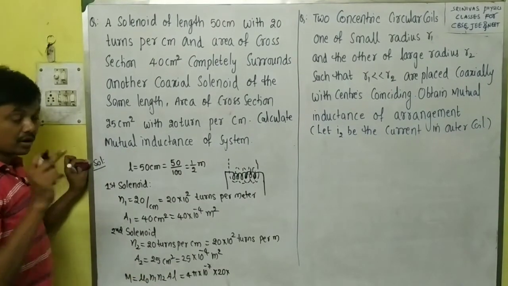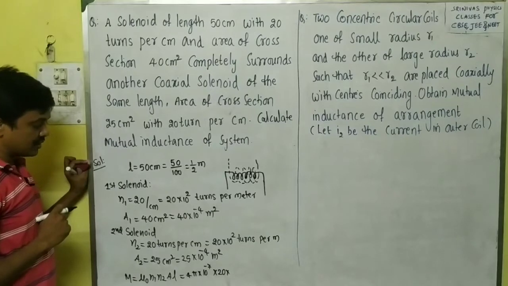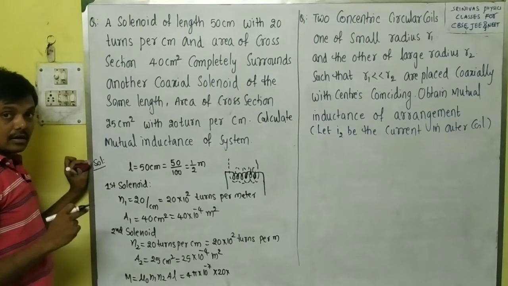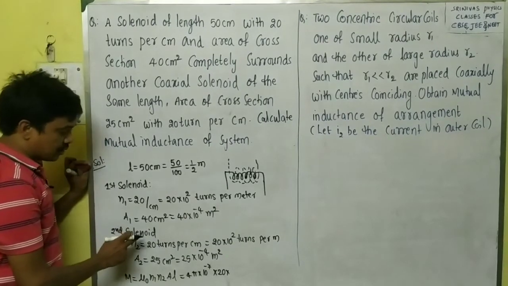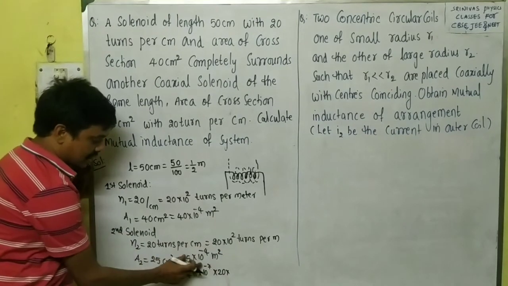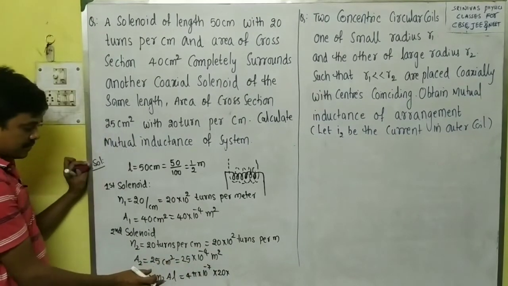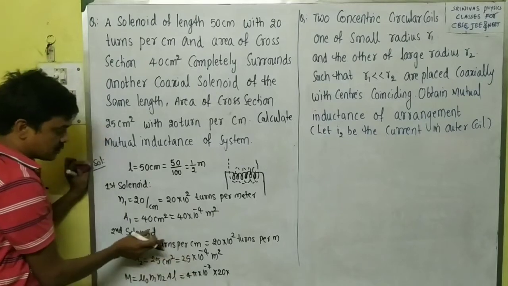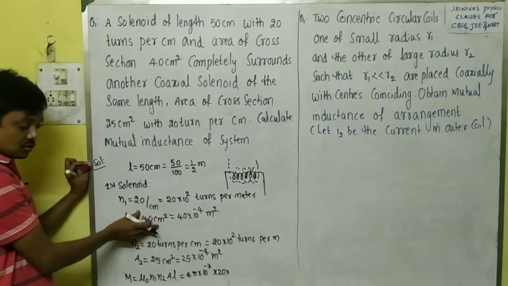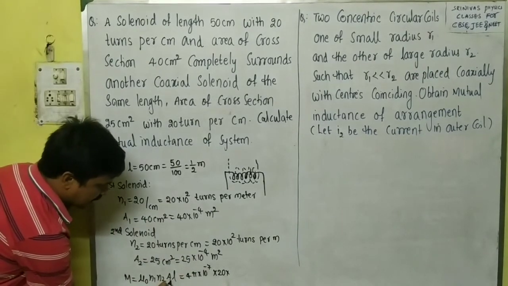Which area we have to take? That is the important point. The inner area, the smaller area, we have to take. The smaller area is what? 25 centimeter square is the smaller area compared with 40 centimeter square. So the inner area we have to take, the inner area is A2.